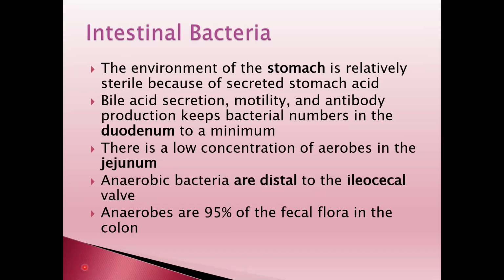And then there's a low concentration of aerobes in the jejunum. Anaerobic bacteria are distal to the ileocecal valve. And the ileocecal valve is past the small intestines, it's in the large intestines. And the anaerobes are 95% in the fecal flora or in the colon. So most of our bacteria is in the colon or the large intestines.